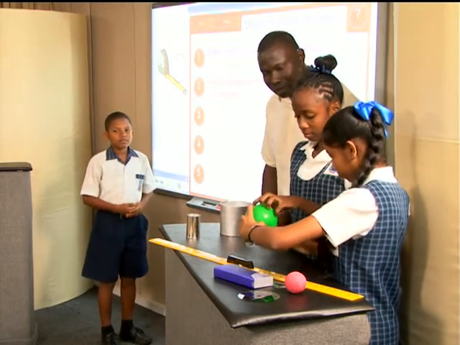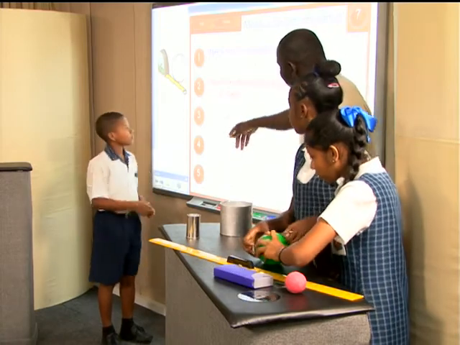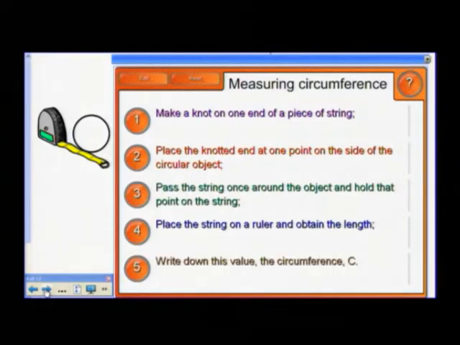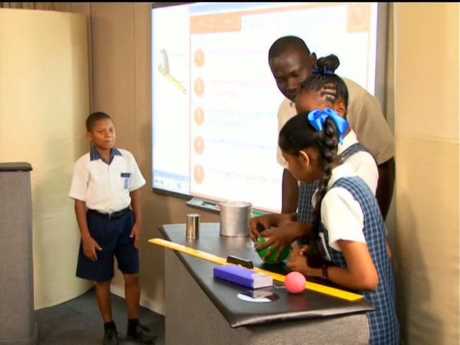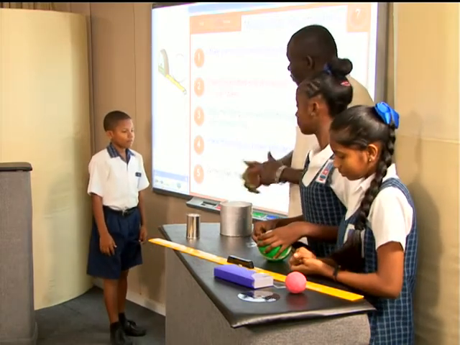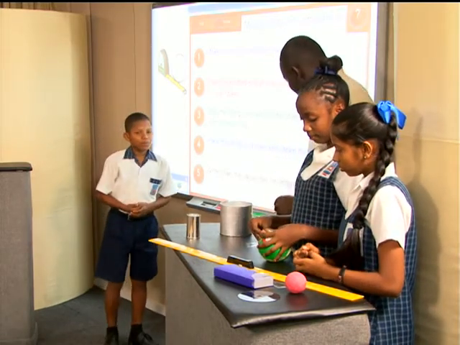Yes. And what else do we do? We pass the string, or in this case the measuring tape, once around, and we identify the point where it has gone once around, right? Yes, what's next? Now if we're using a string, then we take the string and put it on a ruler. But since we're using a measuring tape, do you agree that we already know the length? Good. So what is the last thing that we need to do? Write down this value. So what is the value you get for the circumference of this ball? 35 centimeters. So can everyone please write down 35 centimeters?